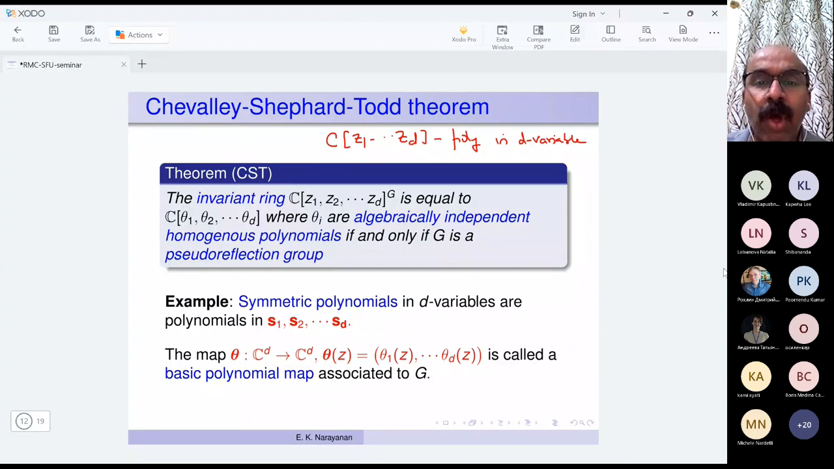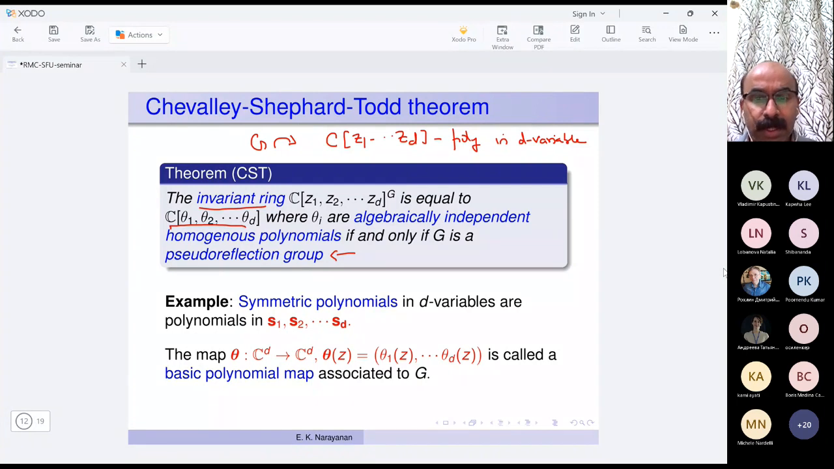And G acts on it, right? Because G acts on C^d, so G will act on any function space on C^d. And the invariant ring. So what is the invariant ring? Things which are left invariant under the G action. So in the case of the symmetric group, you are looking at symmetric polynomials, right? It is equal to a polynomial ring like this, where θ_i are algebraically independent homogeneous polynomials if and only if G is a pseudo reflection group. So that is one importance of the pseudo reflection group, that the ring of G-invariant polynomials is a polynomial algebra if and only if G is a pseudo reflection group.